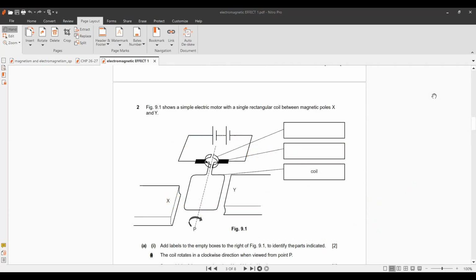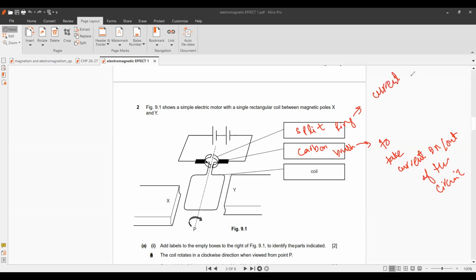Easy question. They just asked us to label the parts. So the upper part we discussed in the lecture already, that it's the split ring, also known as the commutator. These are the carbon brushes. What is the working of the carbon brush? It holds the split rings together so it can rotate. It's not like that; carbon brushes are used to take current in and out of the circuit, and split rings are meant to take current in and out of the coil.